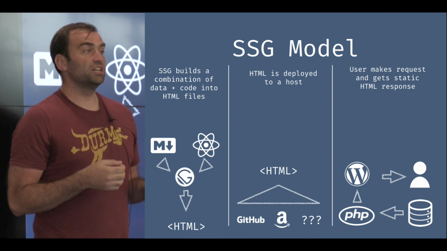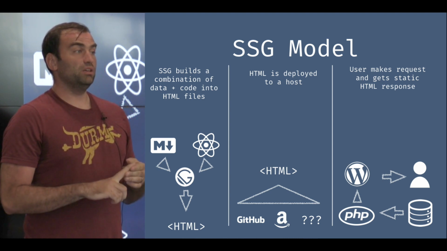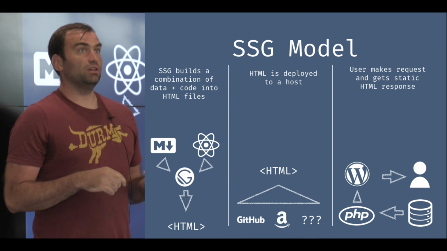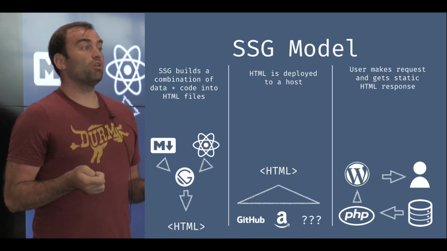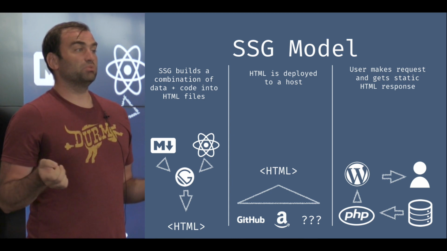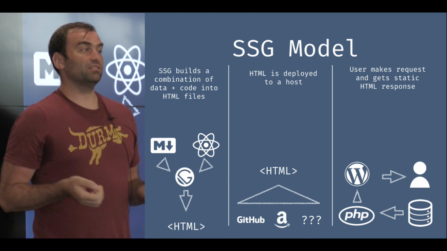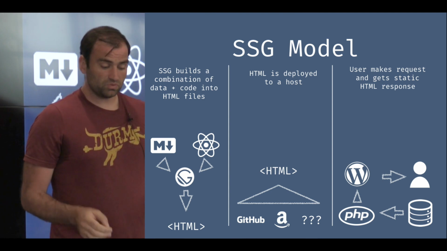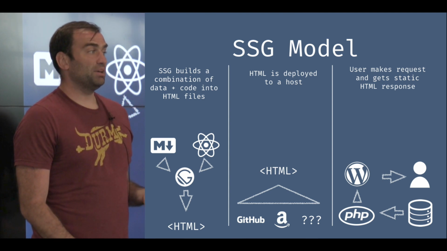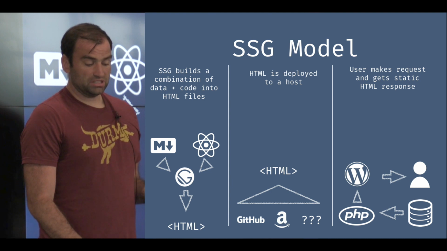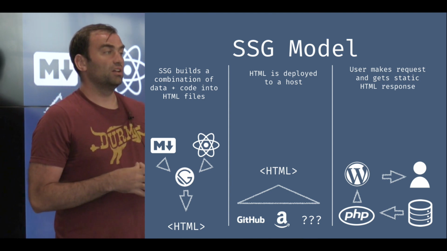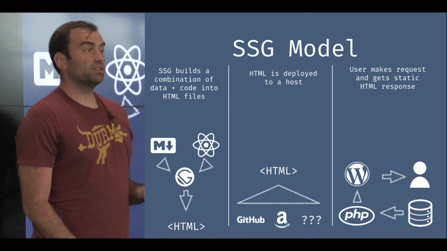Then that HTML goes and sits on a server, and that can be something like GitHub Pages, Amazon S3, or a cheap, low-rent, shared internet hosting service. It really can be anything that can serve static pages. When the user makes a request, it hits the web server and just returns the static page with no code running on the server.